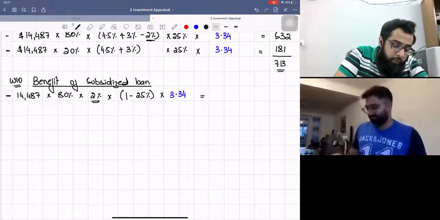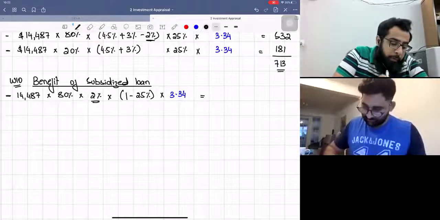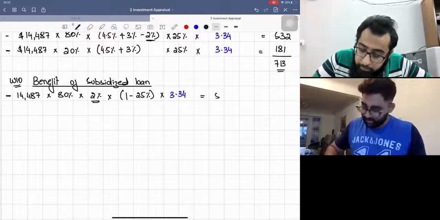14487 into 0.8 into 0.02 into 0.75 into 3.34 gives 580.